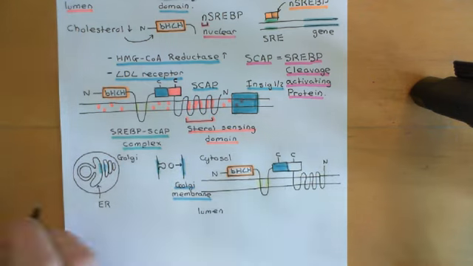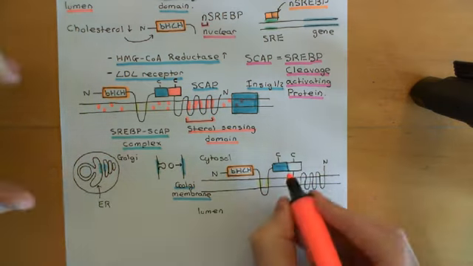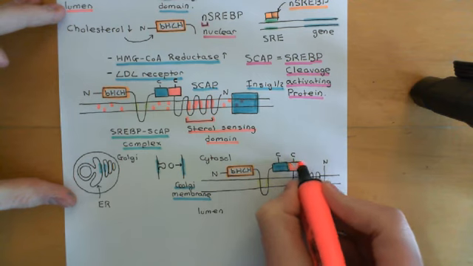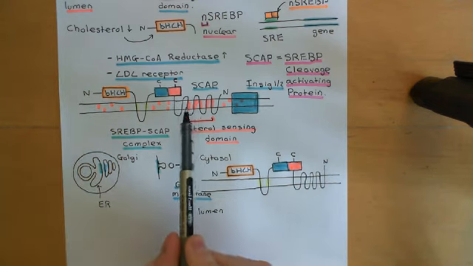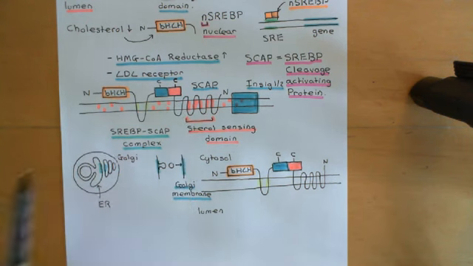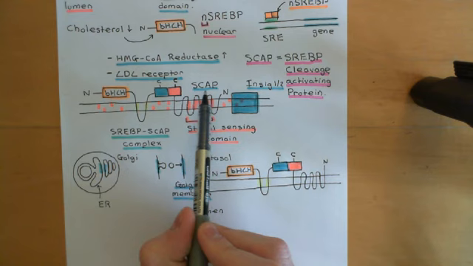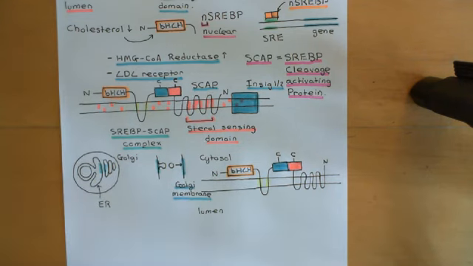Okay, so basically, when cholesterol is low, you move the SREBP SCAP complexes from the ER membrane to the Golgi membrane, whereas when cholesterol is high, you don't, because when cholesterol is high, cholesterol binds to the sterol sensing domain of the SREBP cleavage activating protein SCAP, and that then binds to Insig 1/2, which maintains the SREBP SCAP complex in the ER membrane.